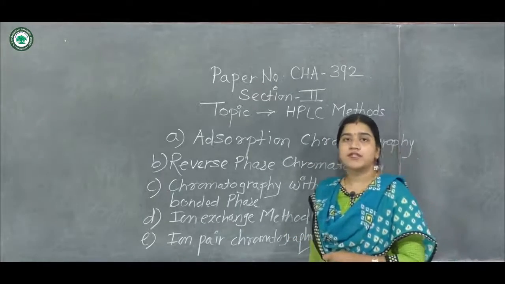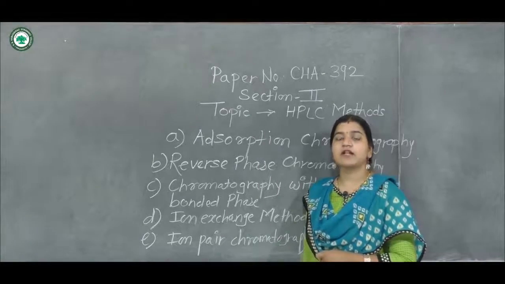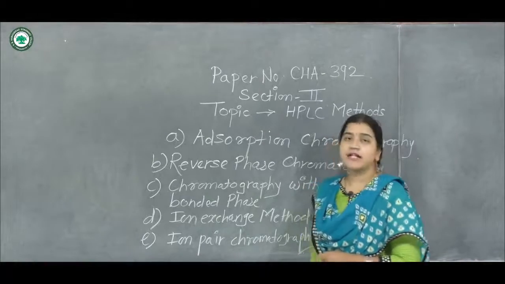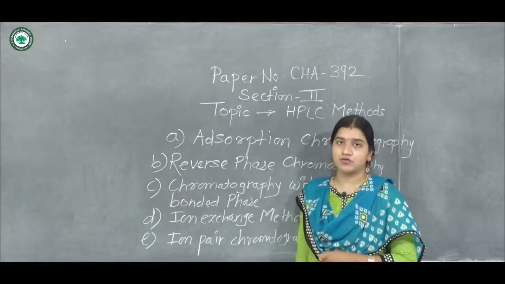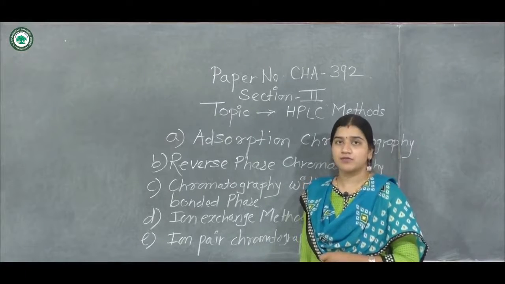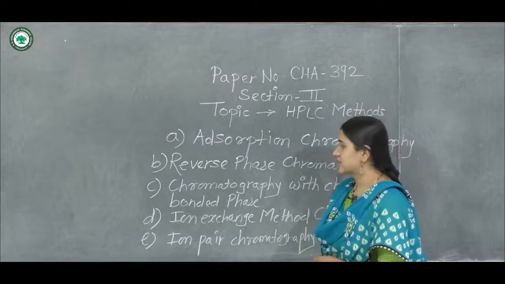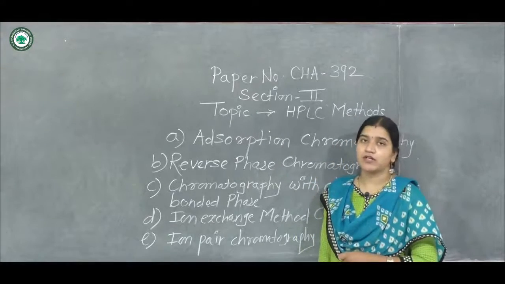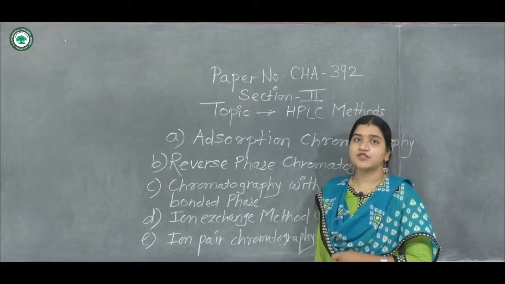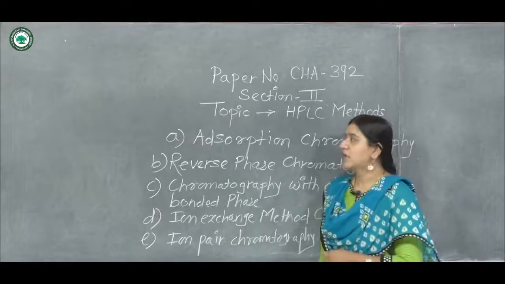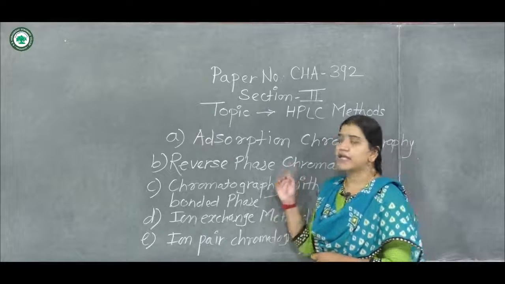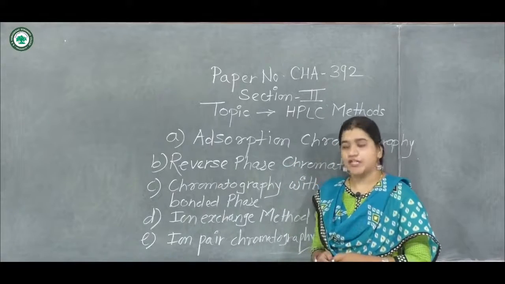So this topic HPLC method is subdivided into 5 main points. That is, we will discuss adsorption chromatography or normal phase chromatography, then reverse phase chromatography, then the third one is chromatography with a chemically bonded phase, the fourth one is ion exchange chromatography, and the fifth one is ion pair chromatography. So there are many sub points under each heading.